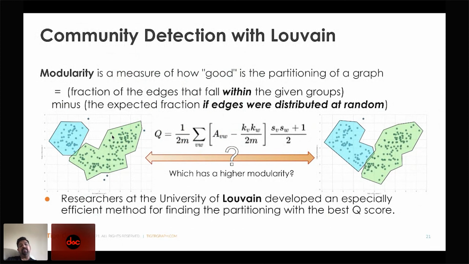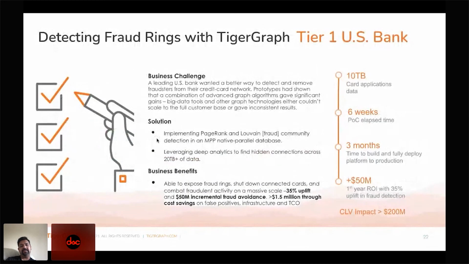We also use community detection for understanding customer communities that are interconnected, or user communities on the technology side, and we help people foster communities as well. Here is an example of a customer that has 10 terabytes of data, detected fraud rings with TigerGraph with Louvain, and deployed in production in just 3 months. First year ROI was $50 million. Total lifetime impact was greater than $200 million from TigerGraph.